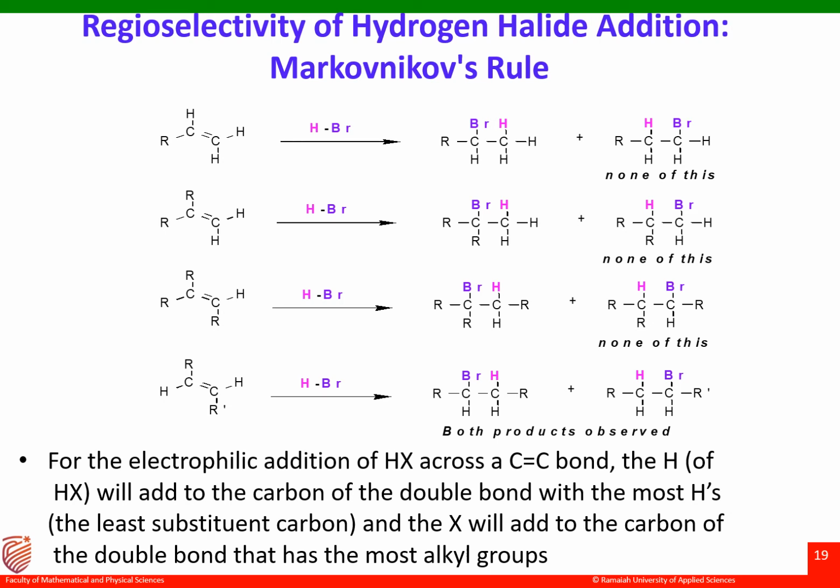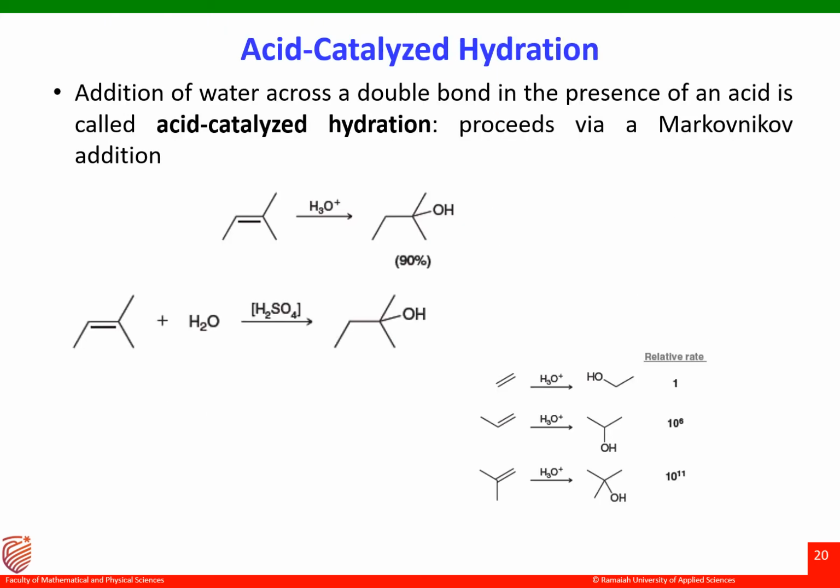So both the products are equally obtained. In the first 3 examples, only one product is obtained as the major product, whereas in the second one, if R and R dash are too different, then definitely we do observe both products are going to be formed there. So please take up this example and solve it, write the mechanism.